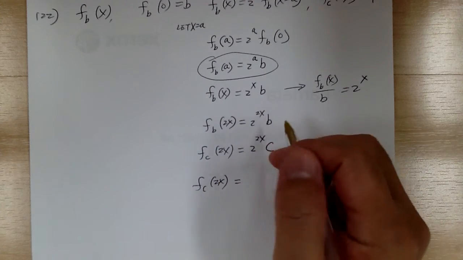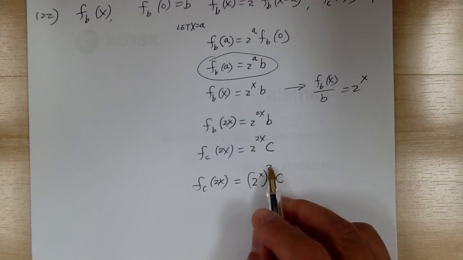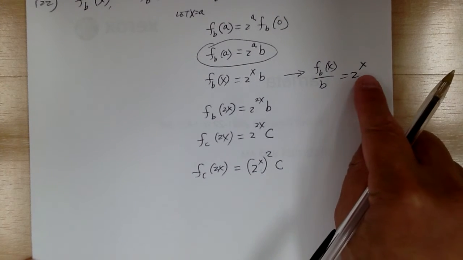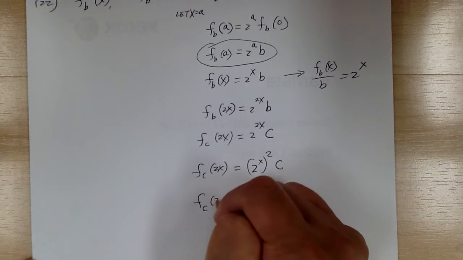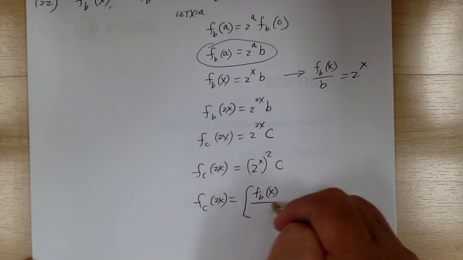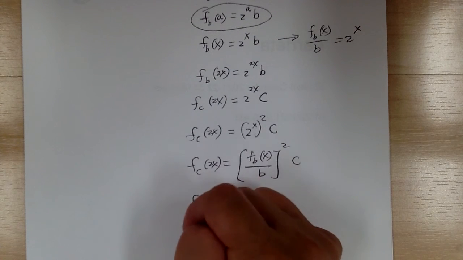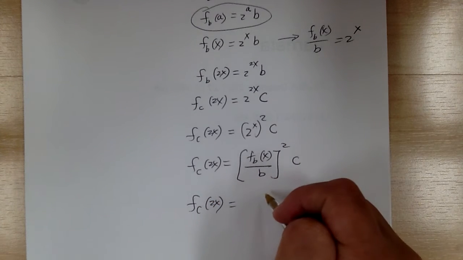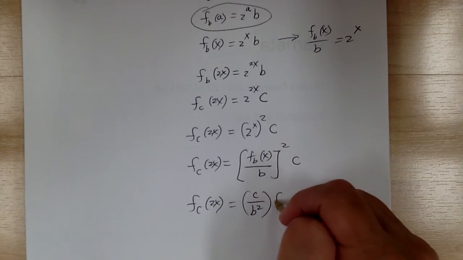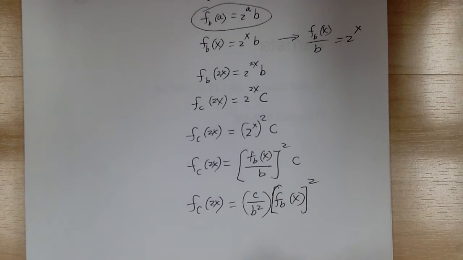So this is equal to 2 to the x, squared times c, right? Exponent of exponent, you multiply. So this is this over here. And now we can substitute 2 to the x equal to that. So we substitute into here, and you get f base b of x over b squared, times c. Now we can simplify things a little bit. So this will equal c over b squared, times f base b of x, squared. And that's it.